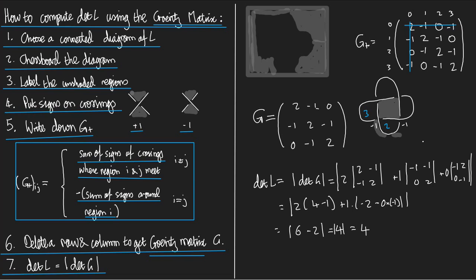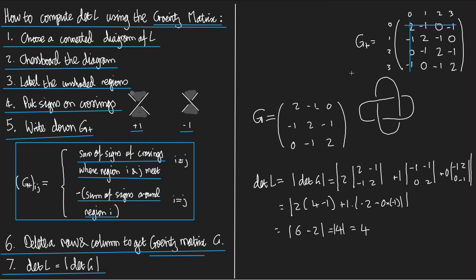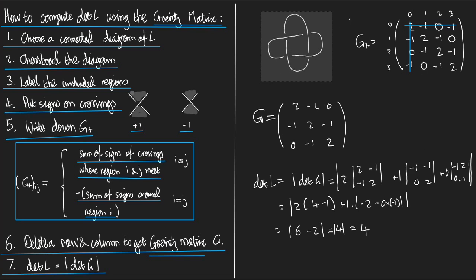Sorry, a little bit of housekeeping here. So, let's start again with another copy of our diagram. Let's choose a different chessboarding this time, where we colour in this region. So we don't colour in the outside, we don't colour in the inside, but we do colour in the other 4 lobes. So here's a different chessboarding.